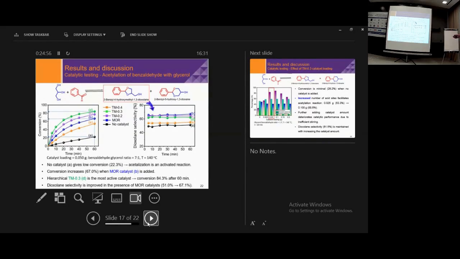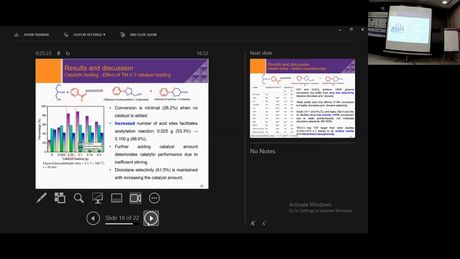selectivity is around 50%, and for the mordenite and hierarchical mordenite zeolite, the selectivity increases from 50% to about 65%. So it means that the presence of the mordenite zeolite is good for the selectivity of a dioxolate product.